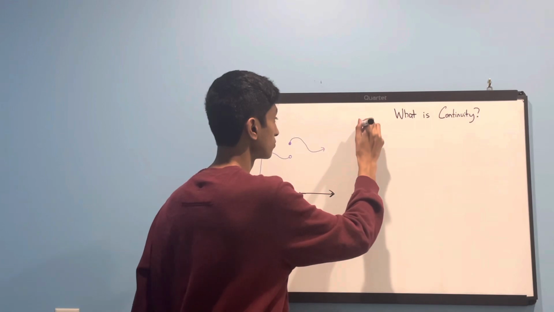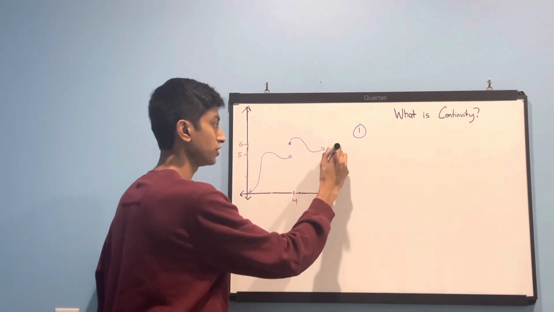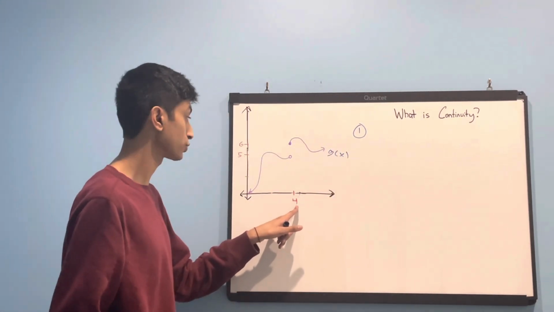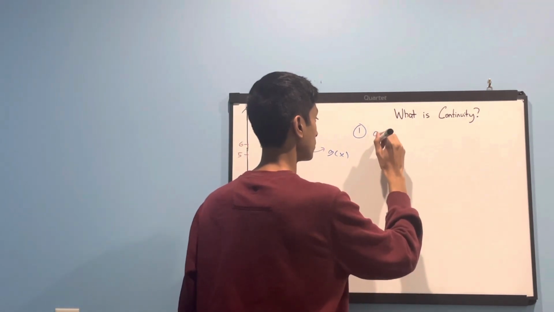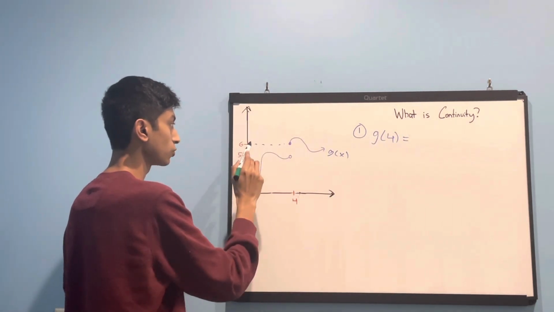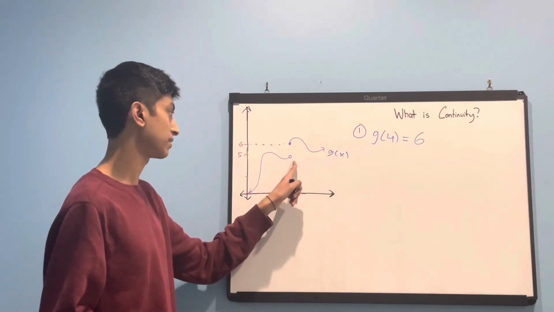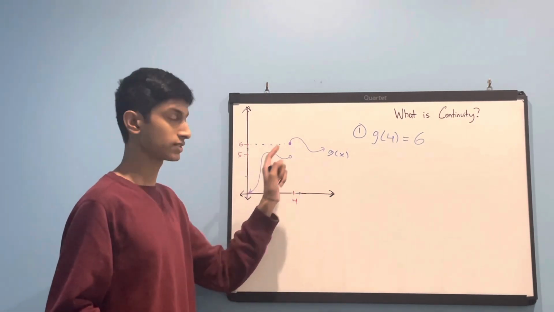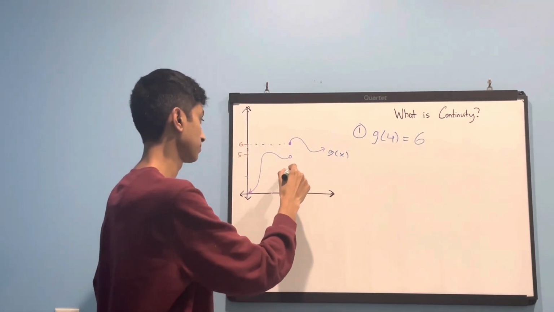Step number 1 is to see if, I'll name this g of x, the function g of x at x equals 4 has a point. We can write that as g of 4 equals, and we can see g of 4 equals 6. We don't want to use this open circle because that means it doesn't exist. This closed circle is the part where it does exist. So g of 4 equals 6, and that's right here.